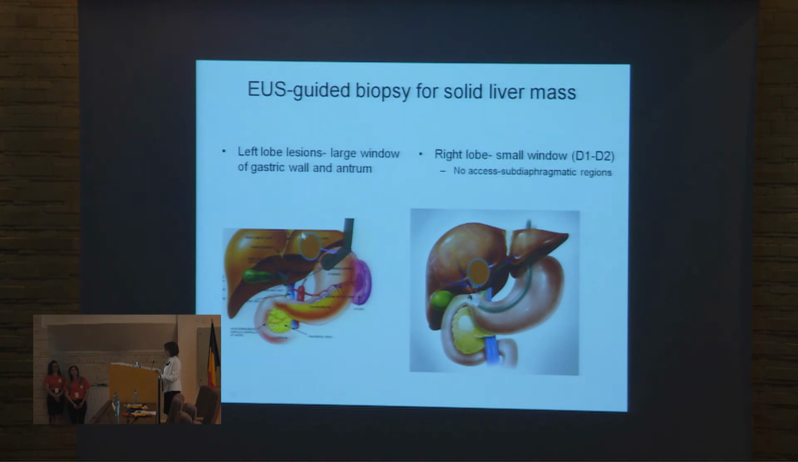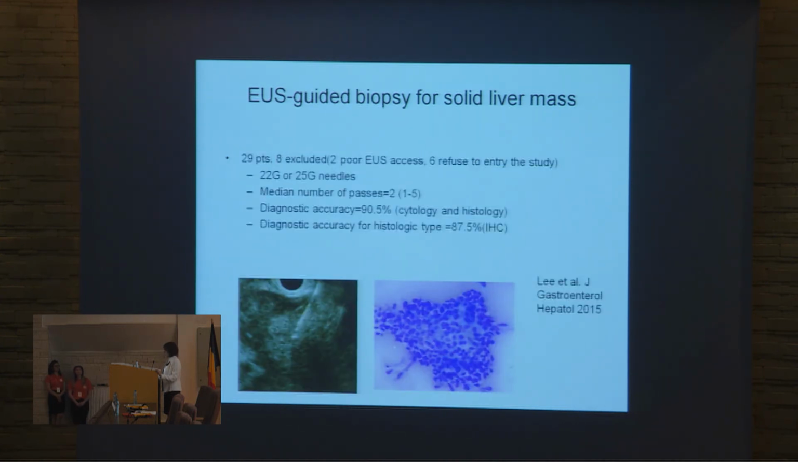Technically, it's easy for the left lobe. It's more difficult for the right lobe, but this is not impossible, unless it is this part of the subdiaphragmatic regions, which is very, very difficult to be seen and to be accessed. And this is one of our cases where we performed the biopsy, and this was the aspect. And these are data from the literature, and as you can see, the diagnosis was very good, 90% in case of cytology, and even immunohistochemistry was possible in 85% of the cases.